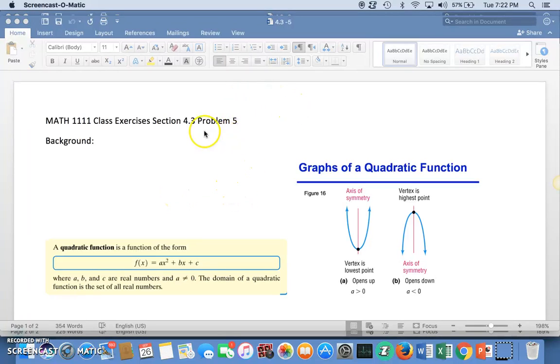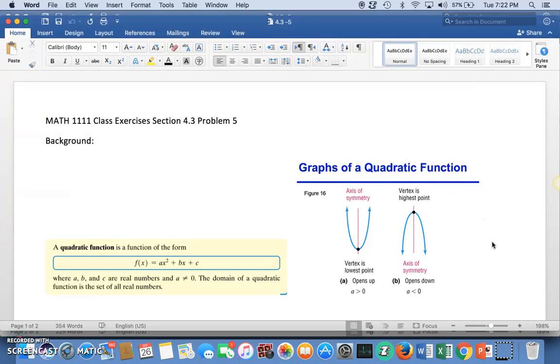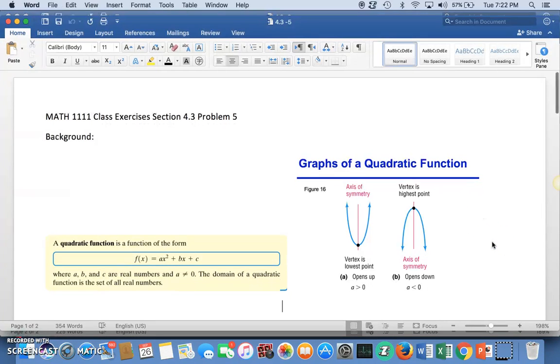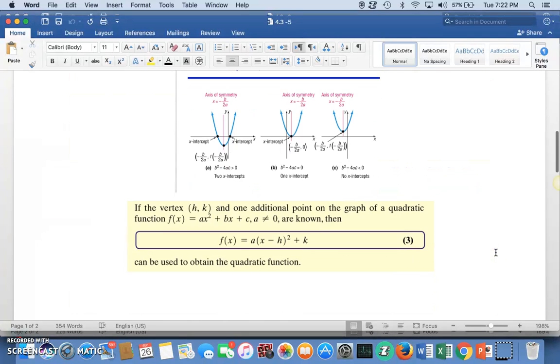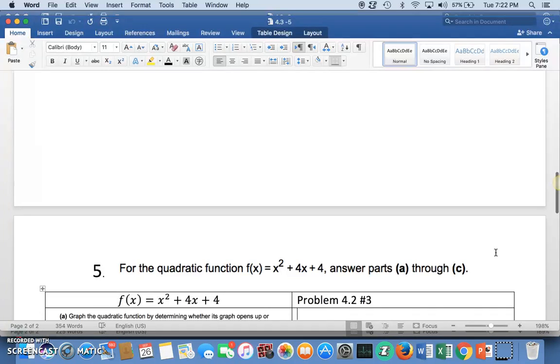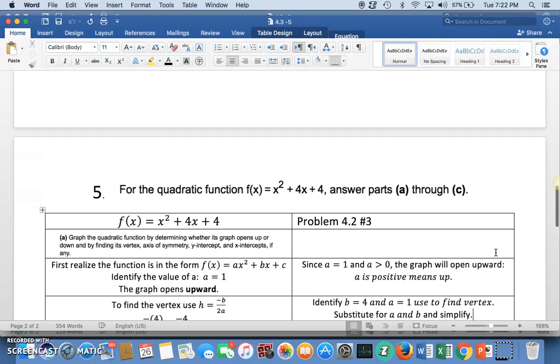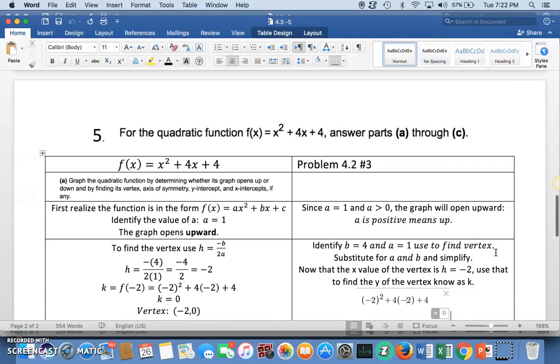Okay, problem 5 and 4-3, your background is the same, the quadratics and so forth that is going on. These are pretty important. You've got a little more than some of them. This one you are going to do by determining where the vertex is. You don't have to complete the square to do it.